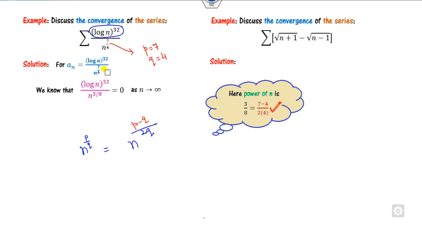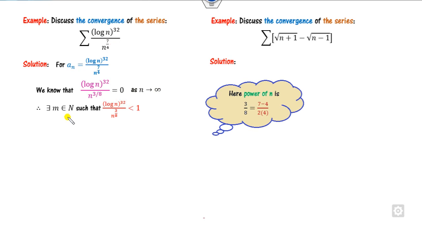As we know, as n approaches infinity, if you apply L'Hopital's rule, it goes to 0. What is the meaning of that? It goes to 0. It means there exists some number m so that it becomes less than 1. But our target is to find the convergence of this series. So what you can do is first find the bound for log n from here. This is nothing but n raised to power 3 by 8 for all n greater than or equal to m.